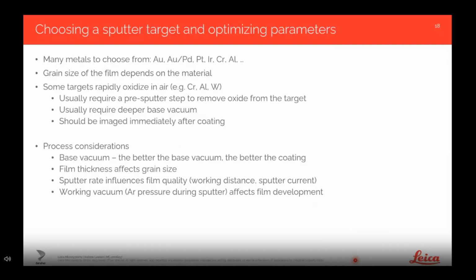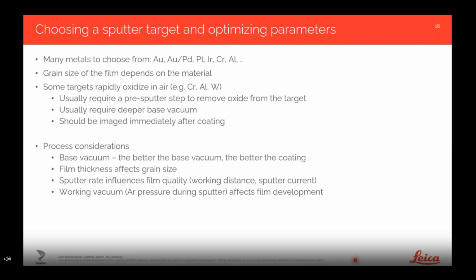Okay, so I'll talk a bit about choosing a sputter target and optimizing your coating parameters. For most critical point drying applications, I would typically find myself using metal sputter over carbon. And you have many metal options to choose from. A couple that I've listed here are gold, palladium, platinum, iridium, chromium, aluminum.